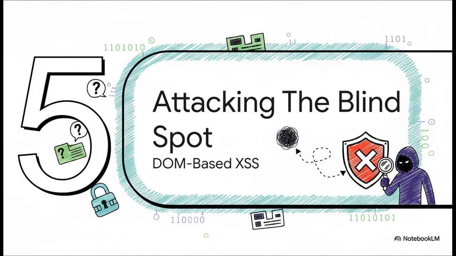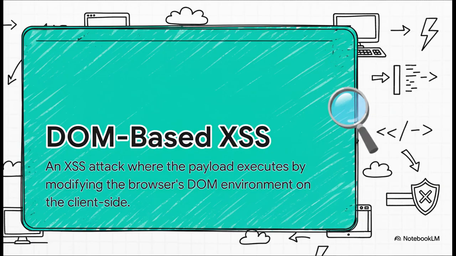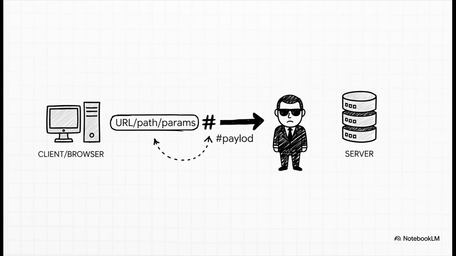But the most elegant bypasses, the truly clever ones, exploit a fundamental limitation of the bouncer. They use an attack that the bouncer is structurally incapable of even seeing. This is known as DOM-based cross-site scripting, and it's a really sophisticated attack that targets the victim's browser directly. How? By exploiting a simple fact about how web addresses work. Certain parts of a URL never actually get sent to the website's server in the first place. This is the WAF's ultimate blind spot.